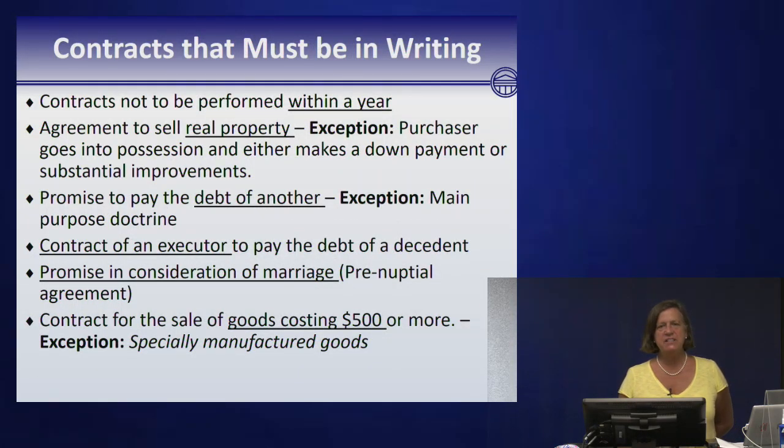So here are some of the contracts that must be in writing. A contract that cannot be fully performed within a year must be in writing. Agreements to sell real estate should be in writing. The promise to pay the debt of another person should be in writing. Likewise, the contract of an executor of an estate to pay the debt of a decedent needs to be in writing as well. And we will learn that contracts for the sale of goods costing $500 or more must be in writing to be enforceable.